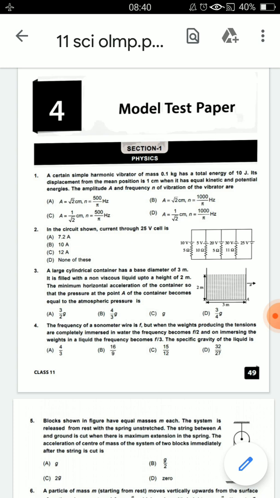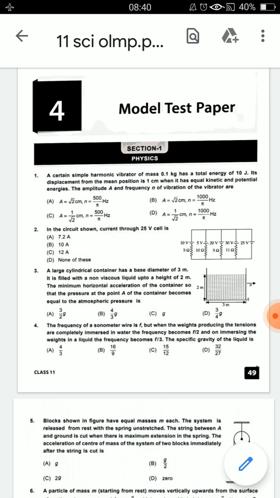In C, it is given A equal to 1 by √2 centimeter and the frequency is 500 by pi hertz. In D, it is given amplitude equal to 1 by √2 centimeter and frequency equal to 1000 by pi hertz. So we need to calculate the solution of this.